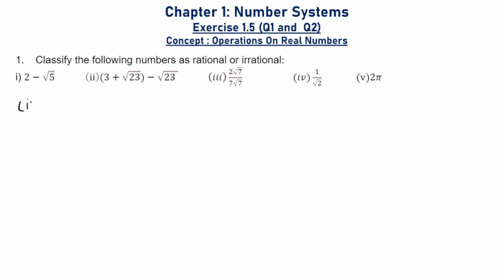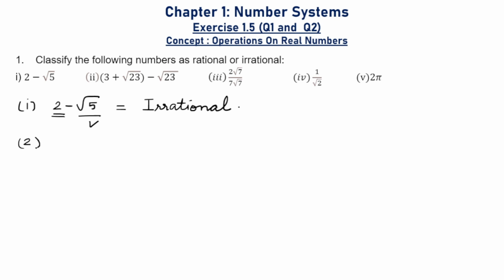The first question is 2 minus root 5. So we all know that root 5 is an irrational number. So, whenever we have to take away an irrational number value from a rational number, the difference will always be an irrational number. So, 2 minus root 5 is an irrational number.